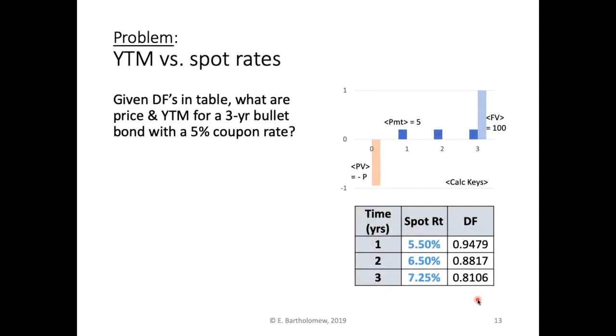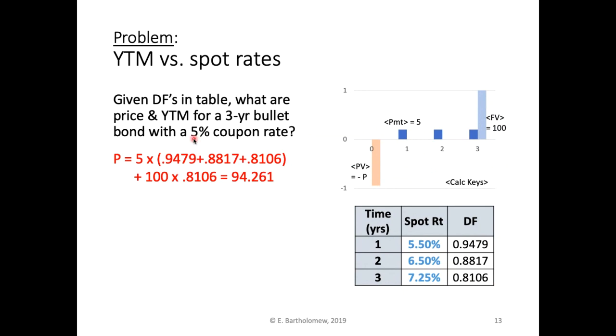So let's look at a problem to illustrate how this works. So you may recognize these numbers. These are the spot rates we were looking at before. So 5.5%, 6.5%, 7.25%, and we got discount factors from those. So let's say we want to know what is the yield to maturity for a 3-year bullet bond with a 5% coupon rate. Well, we would first need to calculate the price of that bullet.